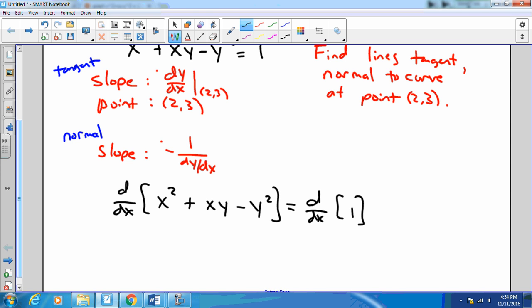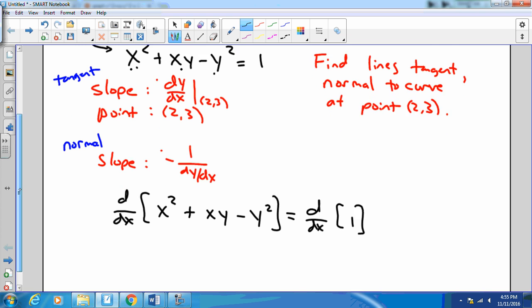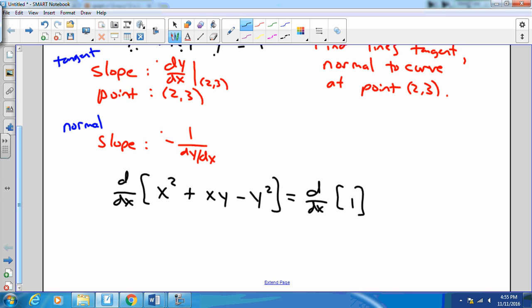Remember that the spirit of implicit differentiation is that if the relation holds, that is, if x squared plus xy minus y squared really is 1, then the rate at which both sides of that equation change with respect to x must always be equal. So our first step in implicit differentiation is to simply differentiate with respect to x on both sides. Now we're going to walk through term by term.